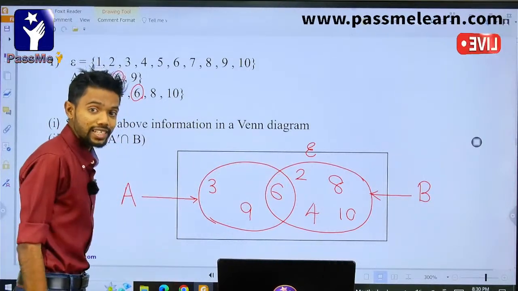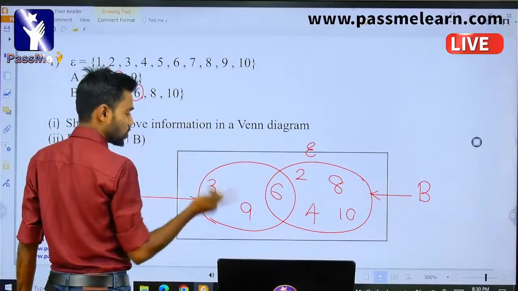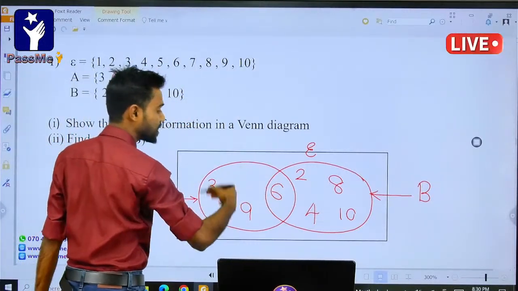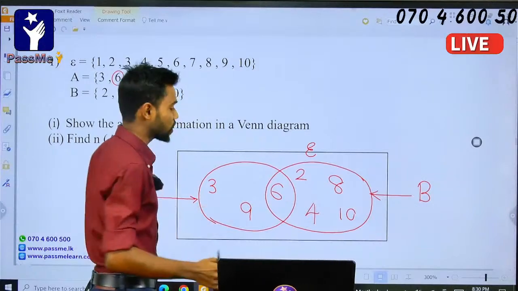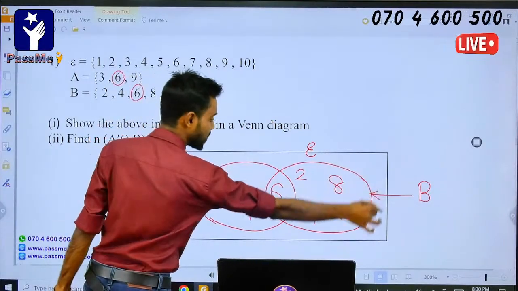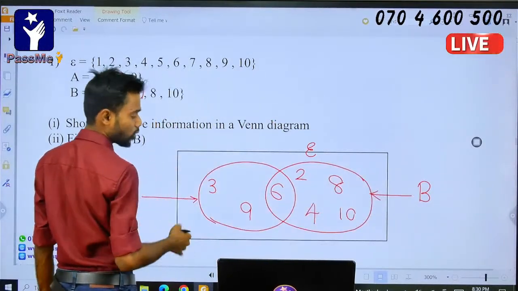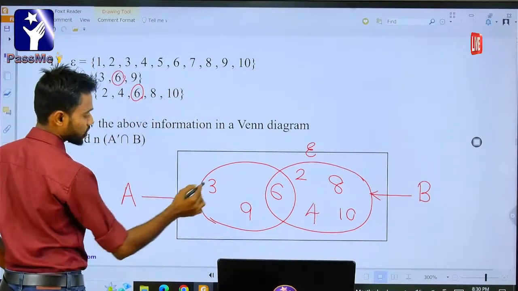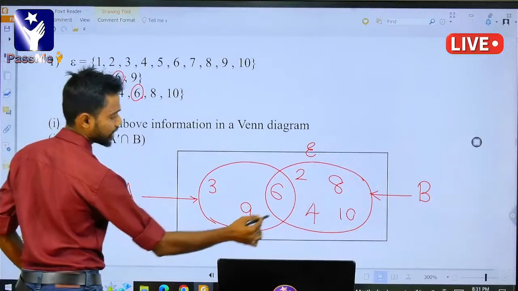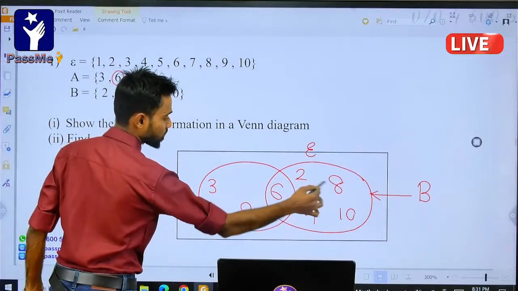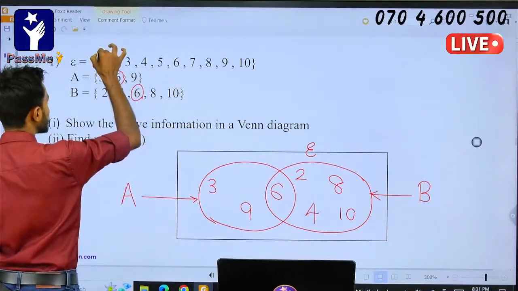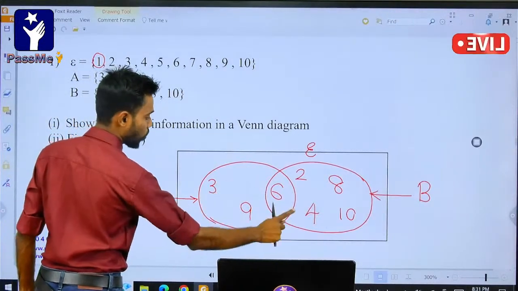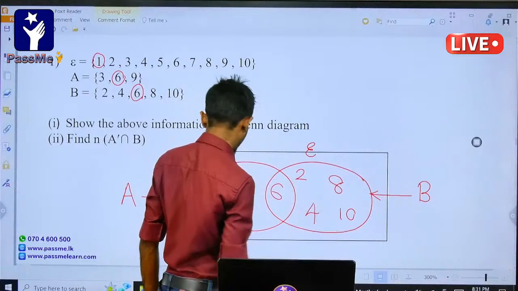Right. Now please recheck that all the numbers from 1 to 10 are inside A and B. If not, you have to find those numbers and insert them outside the boundary of A and B. Capital A is 3, 6, 9. Capital B is 2, 4, 6, 8, 10. Other than that, number 1 is there, so you can write number 1 here. 1, 2, 3, 4, 5. 5 you again have to write.